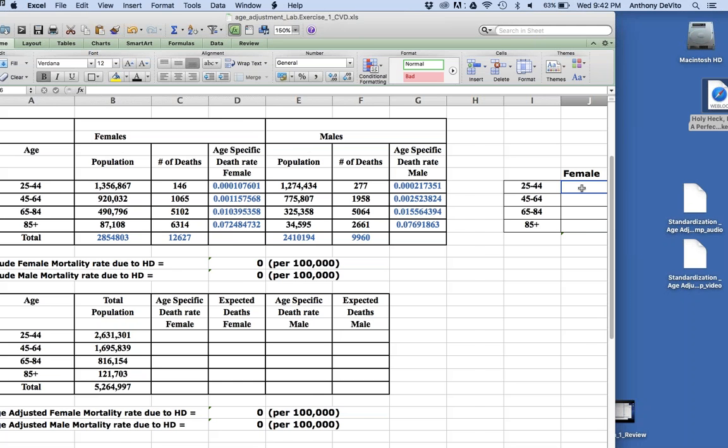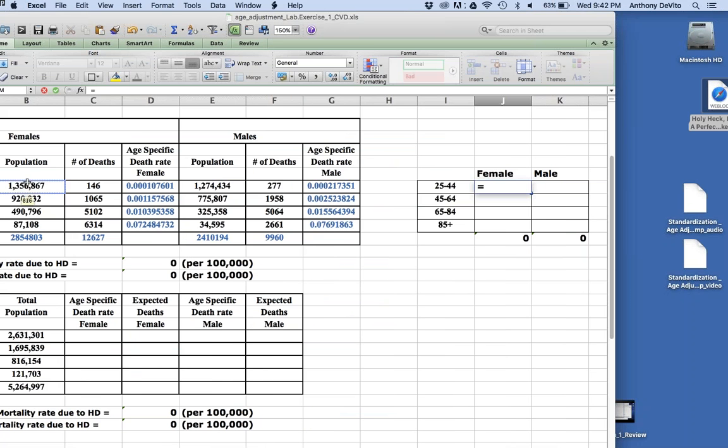Well, the percentage is equal to the population in that age group divided by the total population of females. Okay, now I'm going to put a dollar sign in front of that B and a dollar sign in front of that 20, so that when I do this again for each one of the rows below it, it's not going to copy this whole thing.